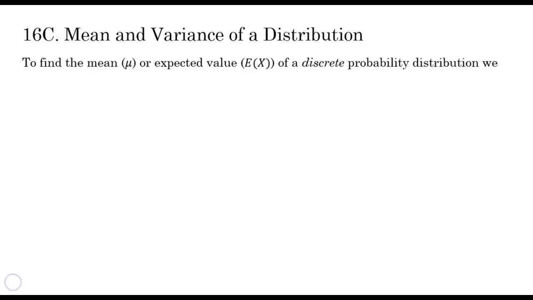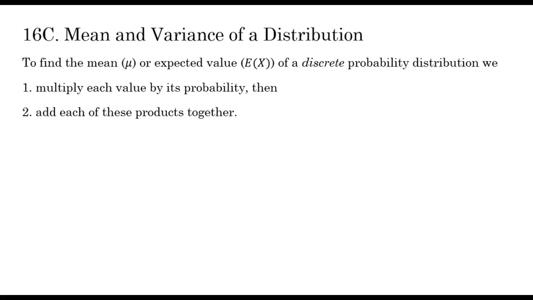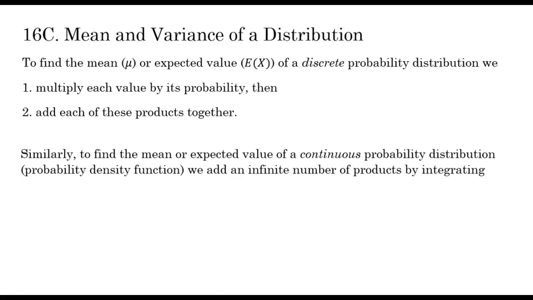So, we have calculated mean and variance for distributions before. We did these for discrete probability distributions. But now we want to look at continuous probability density functions. When we did it for discrete probability distributions, to find the mean, we multiply each value by the probability and add all of these together. That gives me the mean or expected value.